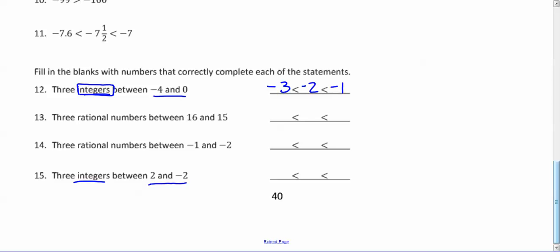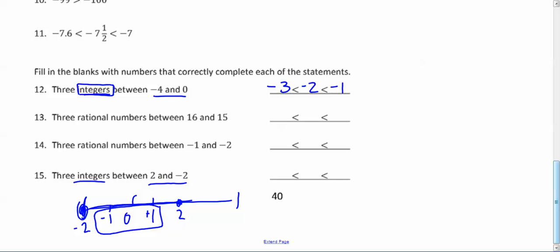We can't use -2. What if you have a number line, right? So let's say this is 0. This is +1, 2, right? This is -1, -2. What are the integers between here and here? So you're looking at these guys right there. Okay? So -1 is less than 0 is less than 1.